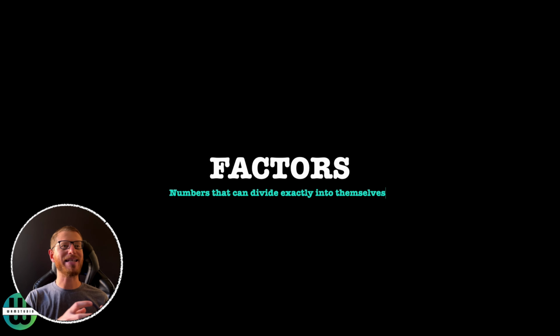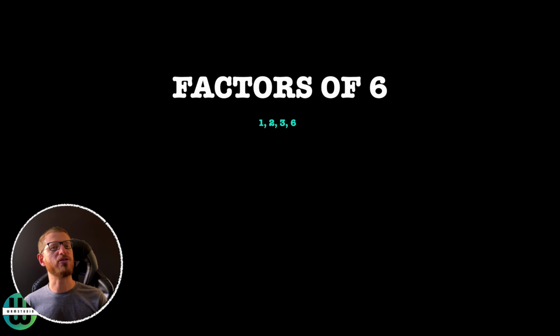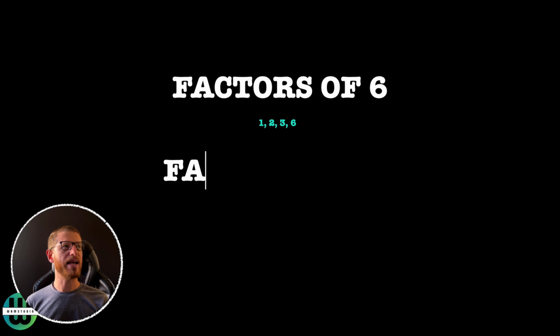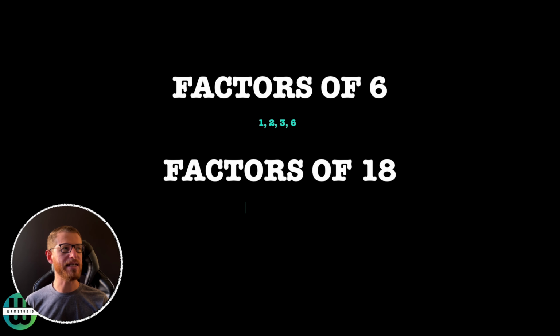Factors, on the other hand, are special because factors are numbers that can divide exactly into a number. No remainder. This is very, very important. For example, the factors of 6 would be 1, 2, 3, and 6, because 6 divided by 6 is 1, 6 divided by 1 is 6, 6 divided by 2 is 3, and 6 divided by 3 is 2. Same for something like the factors of 18. This would give me 1, 2, 3, 6, 9, and 18.